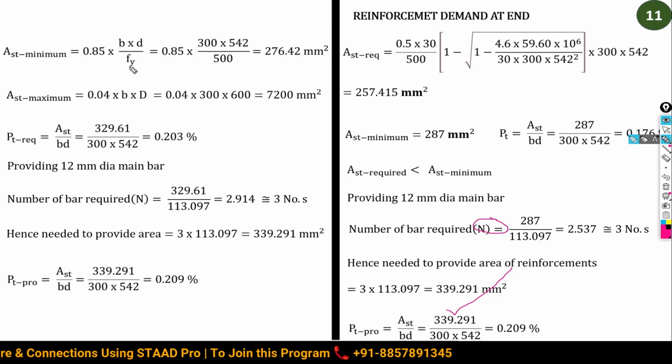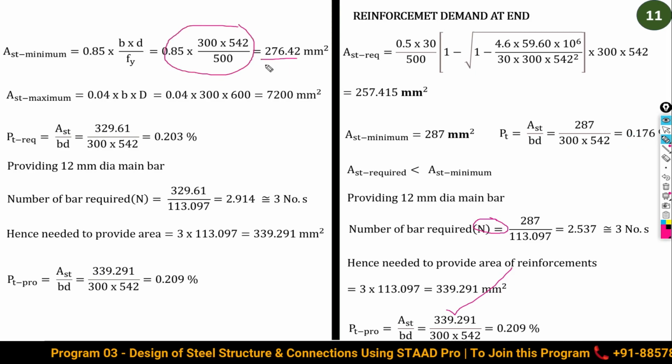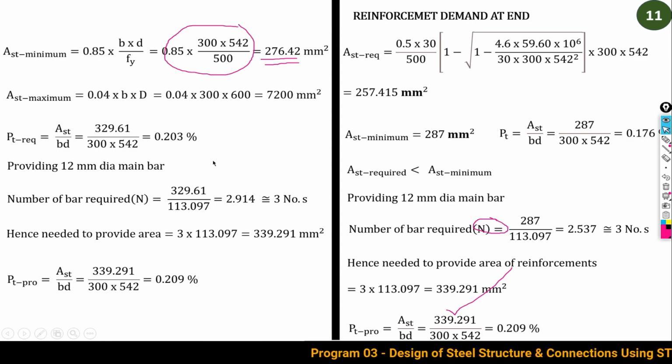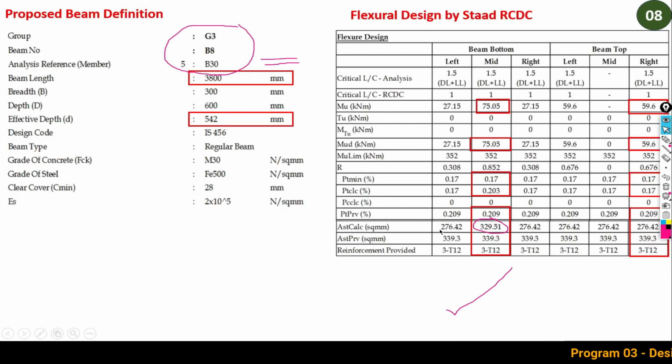So for that reason I am going to do the calculation here. 0.85 multiplied by B into D divided by Fy. After doing this calculation, 276.42 is the minimum area of reinforcement. Let me check what RCDC is considering as the minimum area of the reinforcement. Here it is not showing the minimum area of the reinforcement, it is just giving the percentage.